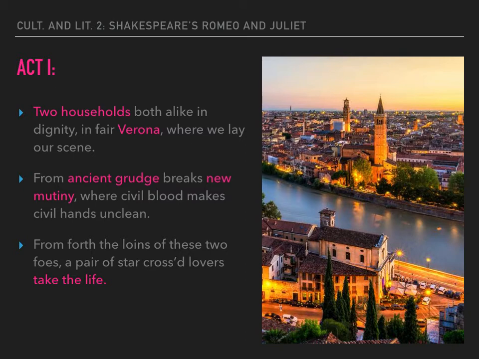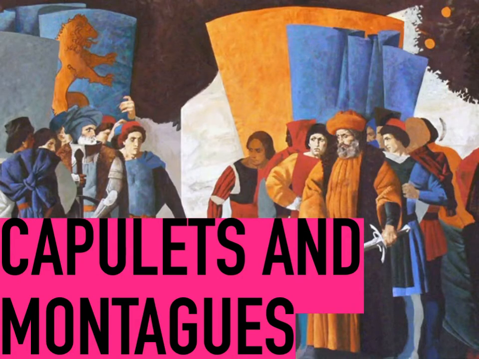So in the first few couplets, first few verses of the play, we're already told that it takes place in Verona. There's an ancient grudge. There's hatred between 2 families. People are going to be killed, and in the end, the 2 lovers are going to kill themselves. The story is based upon 2 families, Juliet's family, the Capulets, and Romeo's family, the Montagues.